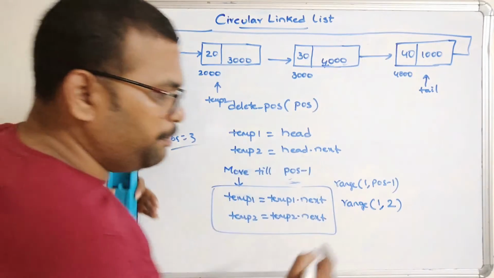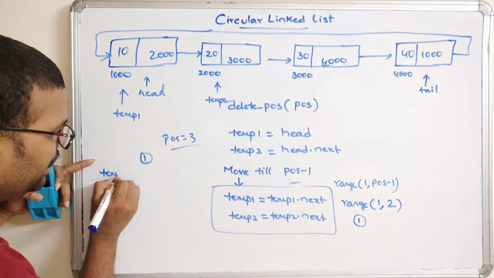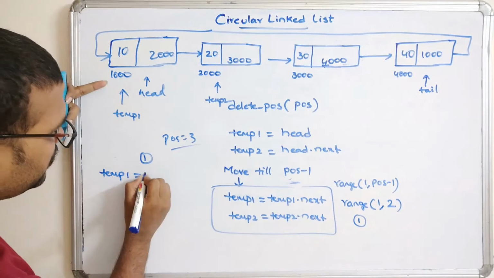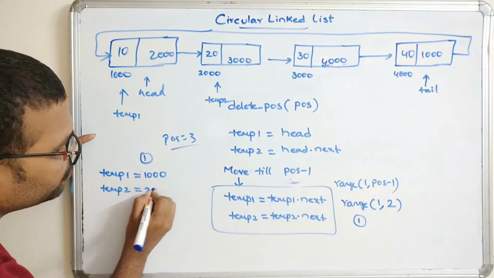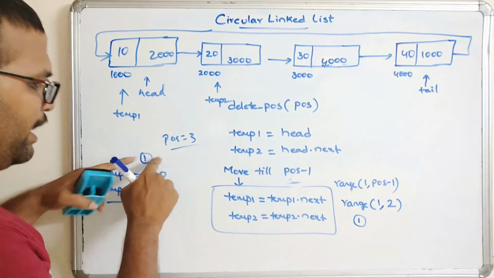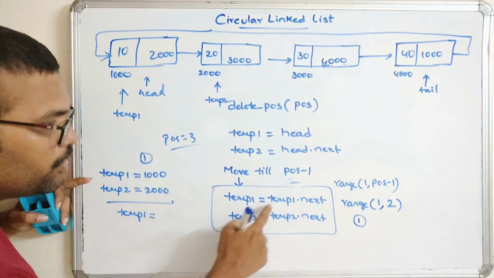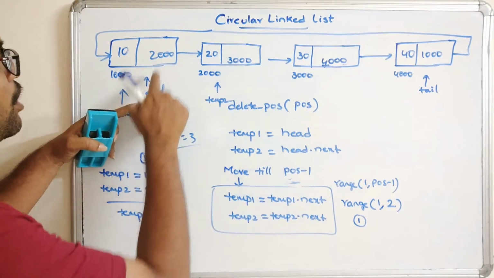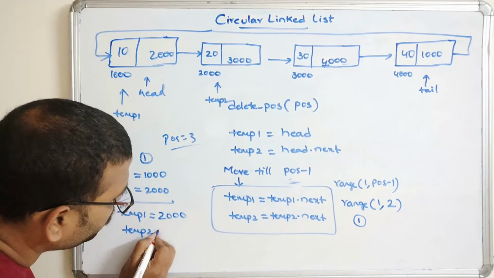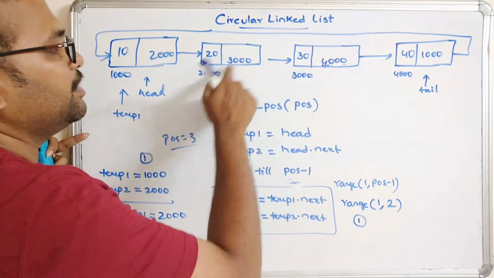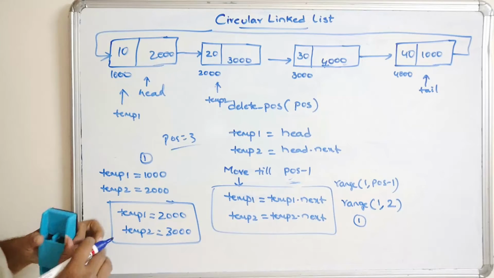1 to 2. That means only one iteration will be there. Initially you can observe temp1 holds the 1000 and temp2 holds the 2000. Now only one iteration: temp1 is equal to temp1 dot next, that means 2000. Temp1 will be 2000 and temp2 is equal to temp2 dot next, that means 3000. After the first iteration, the temporary variables are in this way.